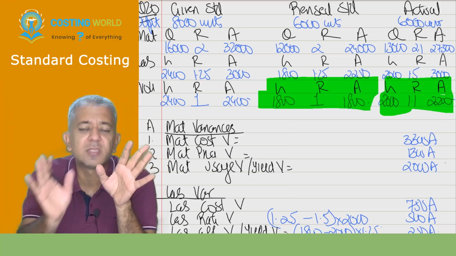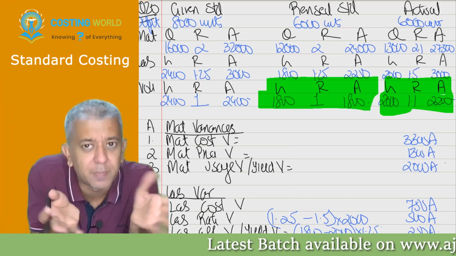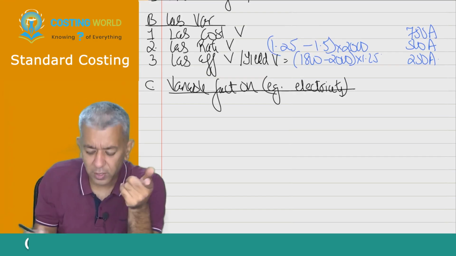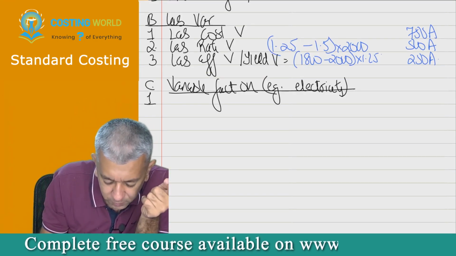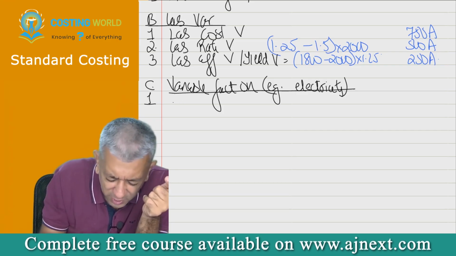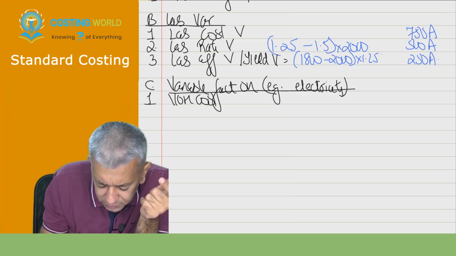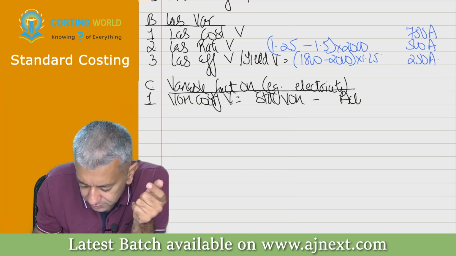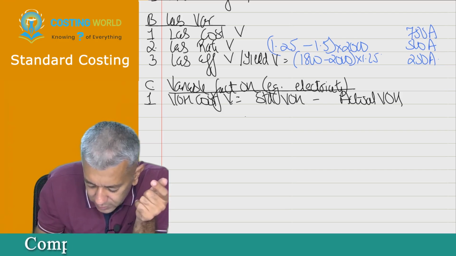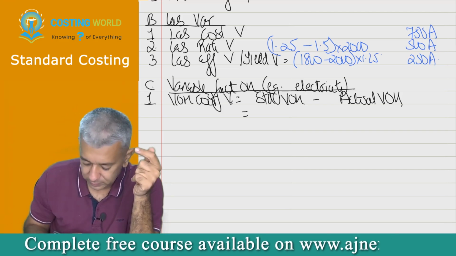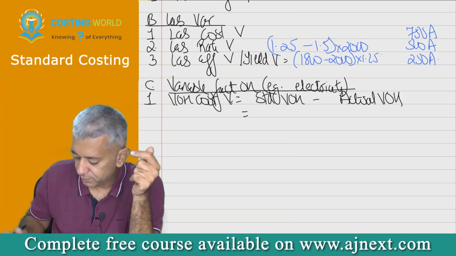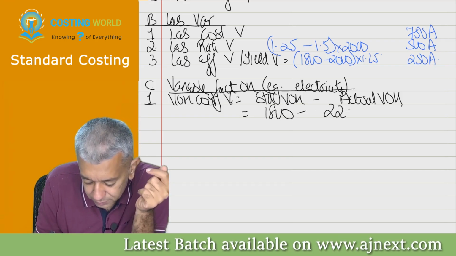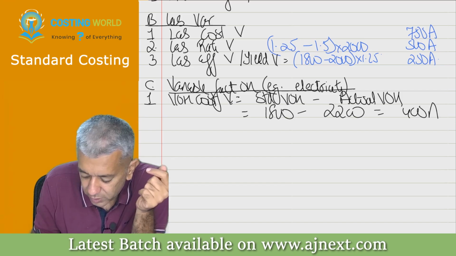You compute your variances. Now variances are ditto going to be the same as labor, whatever we have done. Names will change. Be careful. First question, we can write down the formula also. That will be far better. Write down total variable overhead cost variance. That's okay. It is equal to standard variable overheads minus actual variable overheads. So electricity bill should have been 1800. It was 2200, 400 adverse.